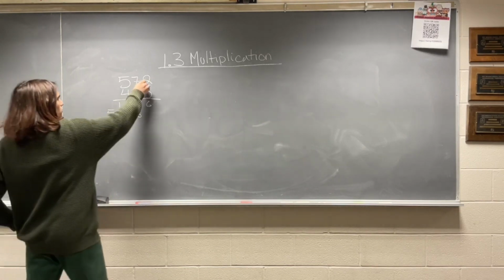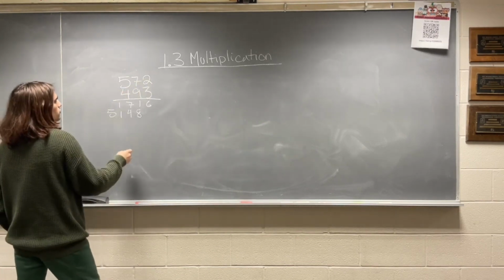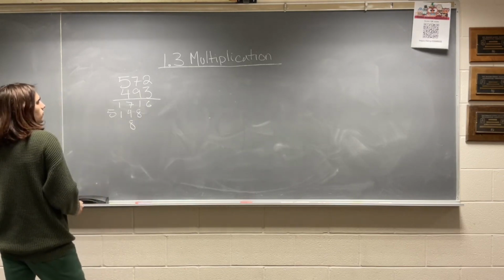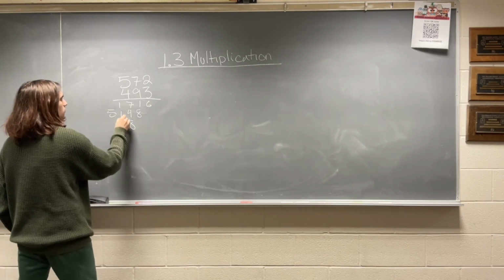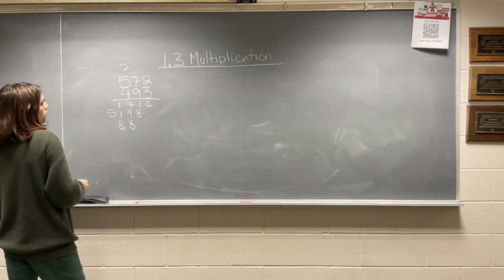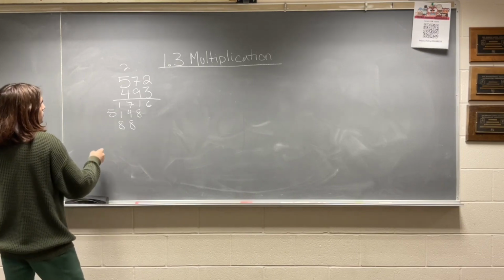Now we do 2 times 4, which is going to be 8. We do 7 times 4, which is 28. We bring our 2 up here. 5 times 4, which is 20, and we're going to add the 2.